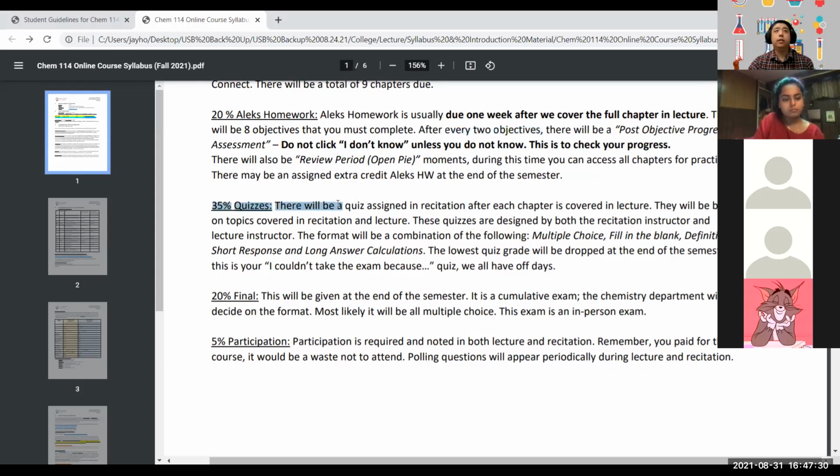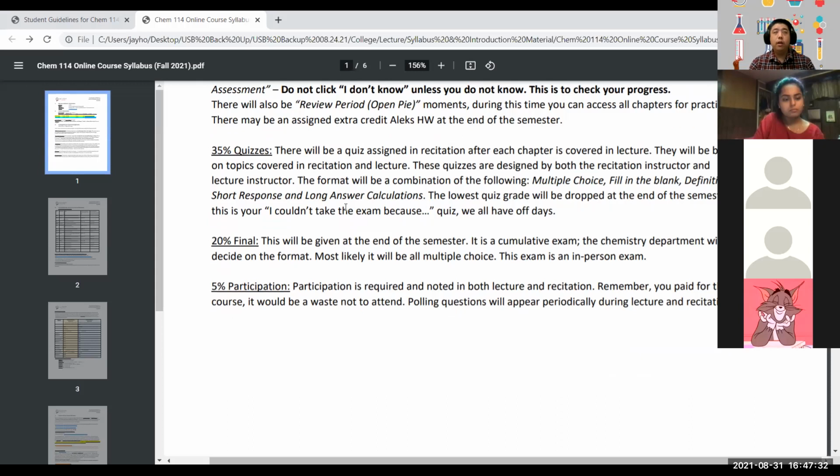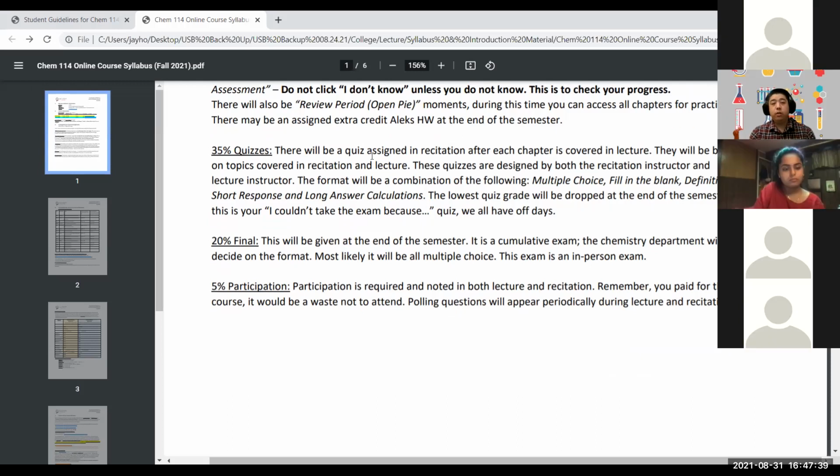Okay, the next one here is quizzes. This is 35% of your grade. We have about 8 quizzes that you're going to take. I drop one of your lowest quiz grades. So I don't need a reason why you have the lowest quiz grade. You can end up choosing not to take one quiz, although I advise you to take all the quizzes. So that lowest quiz, whether you choose to take it or not, is automatically dropped.